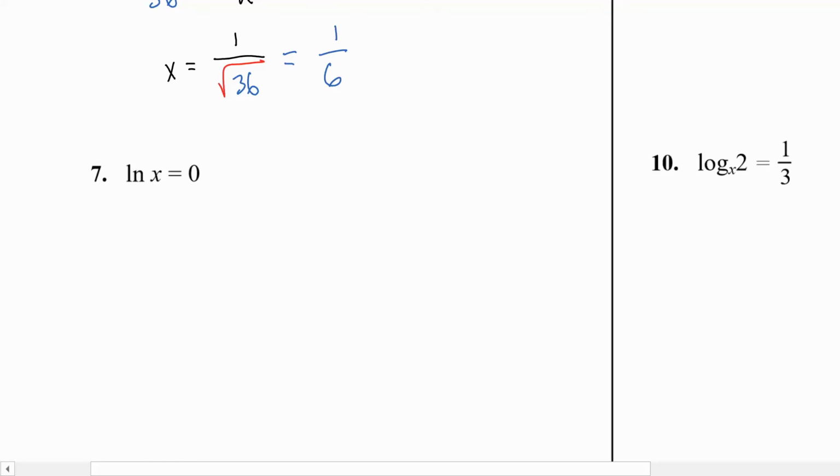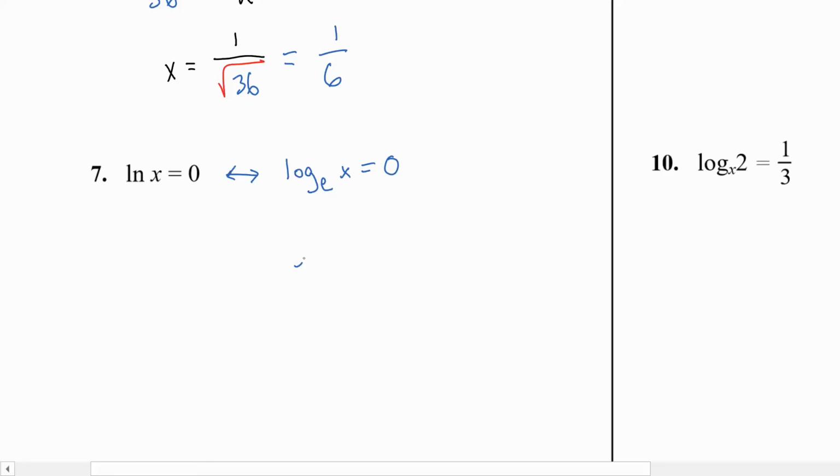Number 7, we have ln of x equals 0. Now ln of x, this is the same exact thing as saying log base e of x. So we didn't really do anything, we just rewrote the problem. Those mean the exact same thing. All right, so let's rewrite that log as a power.